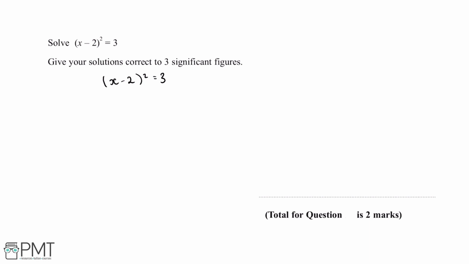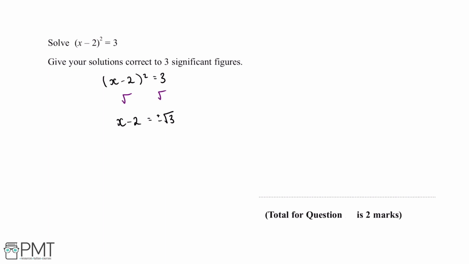So when rearranging, the first thing we'll want to do is square root both sides so that we can get rid of this squared sign. So the square root of (x minus 2) squared will give us x minus 2, and the square root of 3 will give us plus or minus root 3. Now this plus or minus is really important for this question, as it means we get 2 solutions. And in order to get the most accurate answer, it's best to leave your answer in surds until the end.